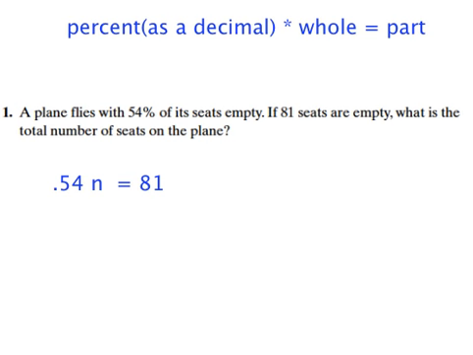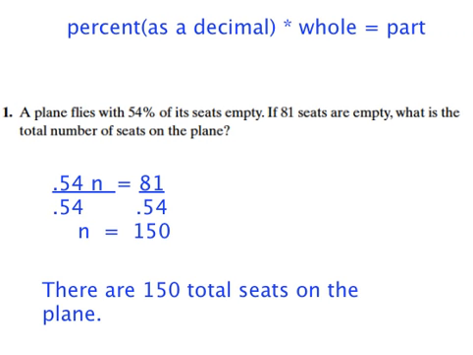We know the percent is 54%, so we write that as a decimal, 0.54. Of the seats, and we're trying to find the total number of seats on the plane, we don't know how many seats there are. That's our whole. That's going to be our n. The part is 81 because there are 81 seats empty. To solve this equation, we're going to have to divide both sides by 0.54. 81 divided by 0.54 is 150. So there are 150 total seats on the plane.